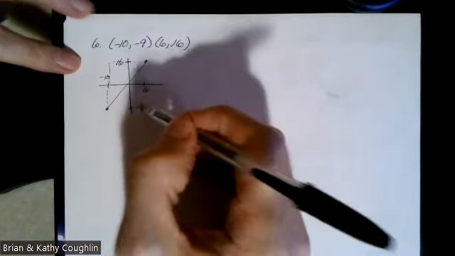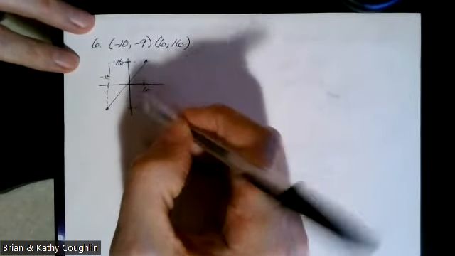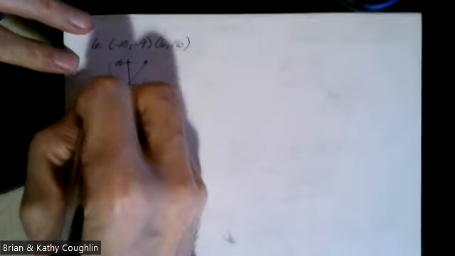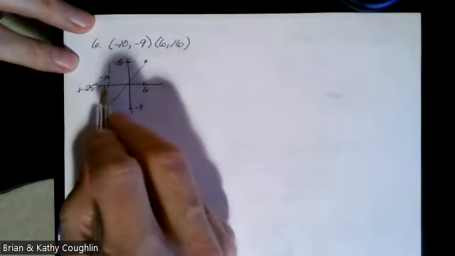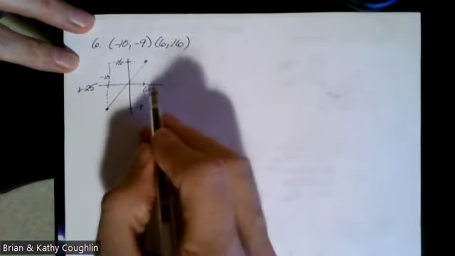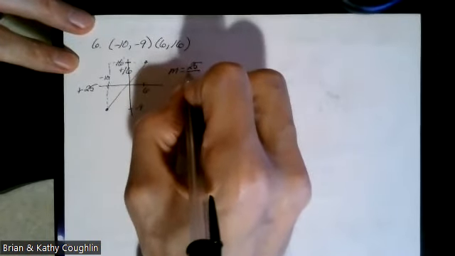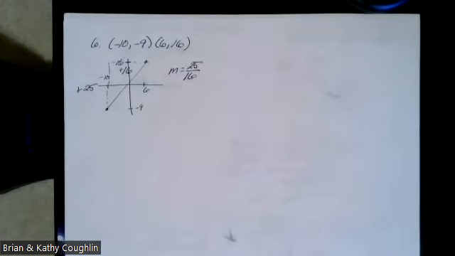So how many spaces is it from -9 to +16? Well, there are 9 spaces below and 16 more spaces above. So that's going to be 25, and that's going to be positive because it's going uphill. And going from -10 to +16, that's a distance of 16, and it's positive because you're going to the right. So the slope is 25 over 16.